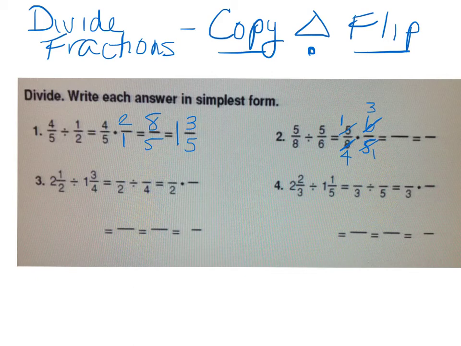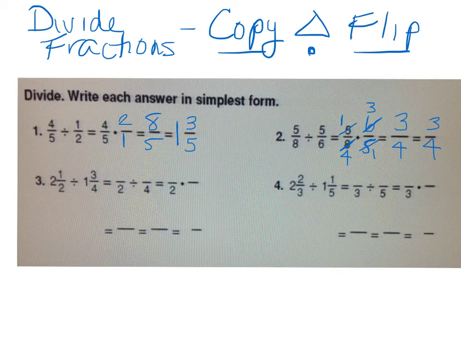So when we're done simplifying, we have 3 times 1 in the numerator is 3. 4 times 1 in the denominator. Okay, and that's just 3/4. Example number 3 is a little bit different. How is example number 3 different? Yep, we've got mixed numbers.